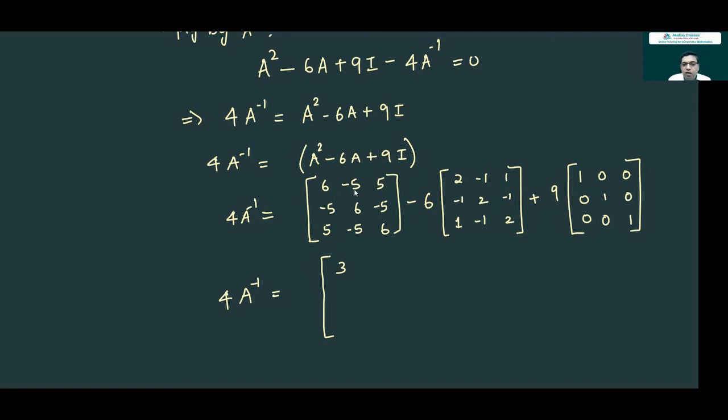Next, minus 5 plus 6. Minus 5 plus 6 is 1. And next is 0 anyway. Then the third term, 5 minus 6 is minus 1. And last term is 0. Minus 5 plus 6 is plus 1.